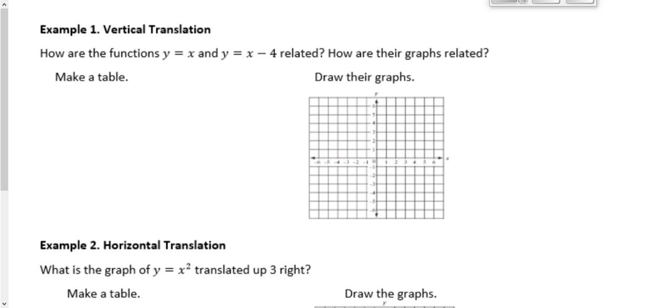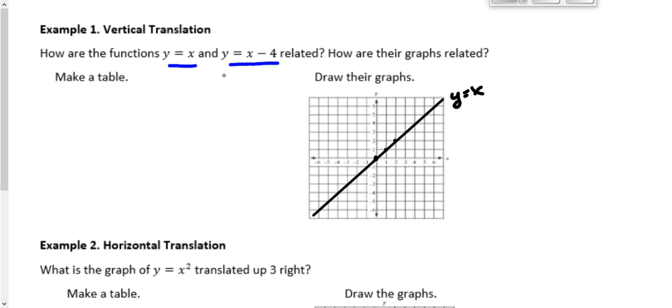Okay? So keeping that in mind, if we have a vertical translation, we want to say how are the functions y equals x and y equals x minus 4 related. If we just have y equals x, that function I can do in black. It would start at 0, 0 because its y-intercept would be 0. And because this is 1x, it would have a slope of 1. So that means it goes up 1 over 1 every time. That would be this line right there.